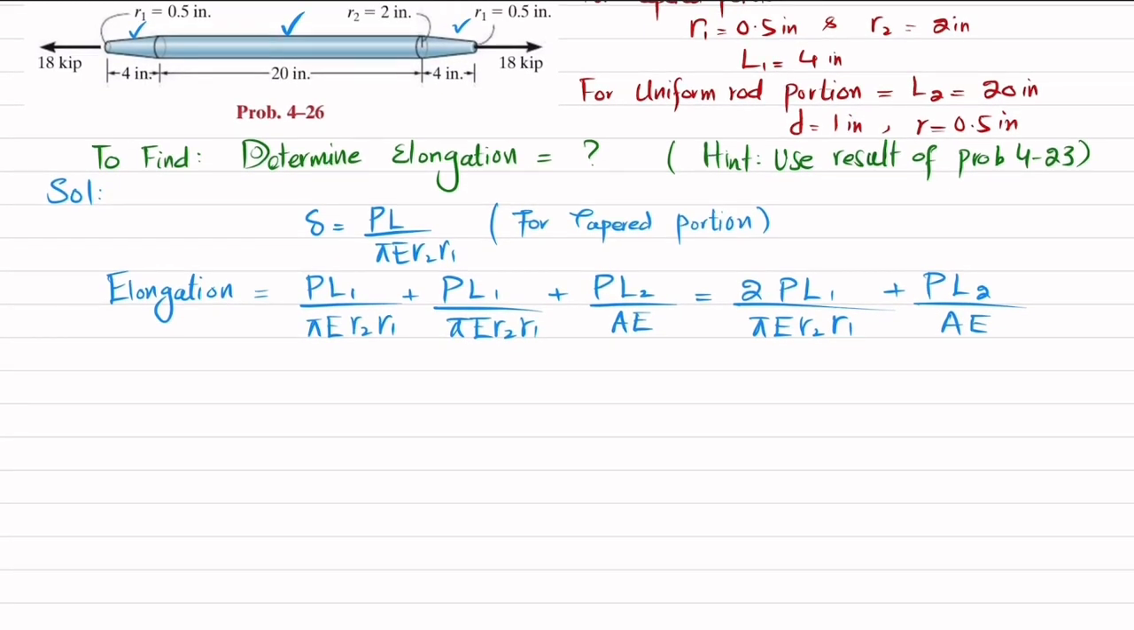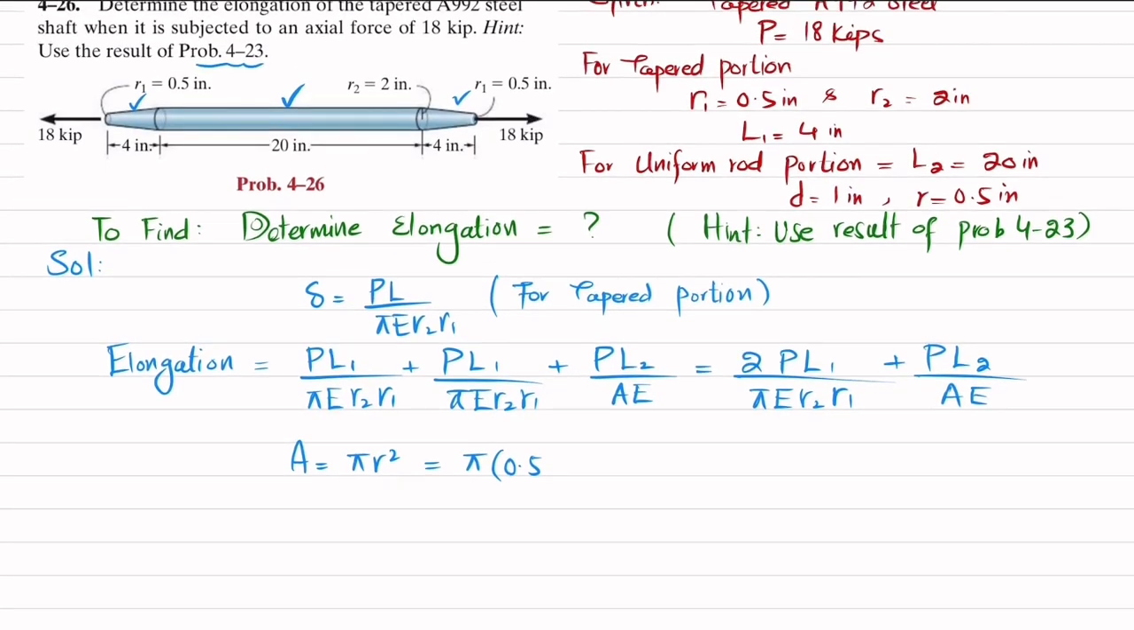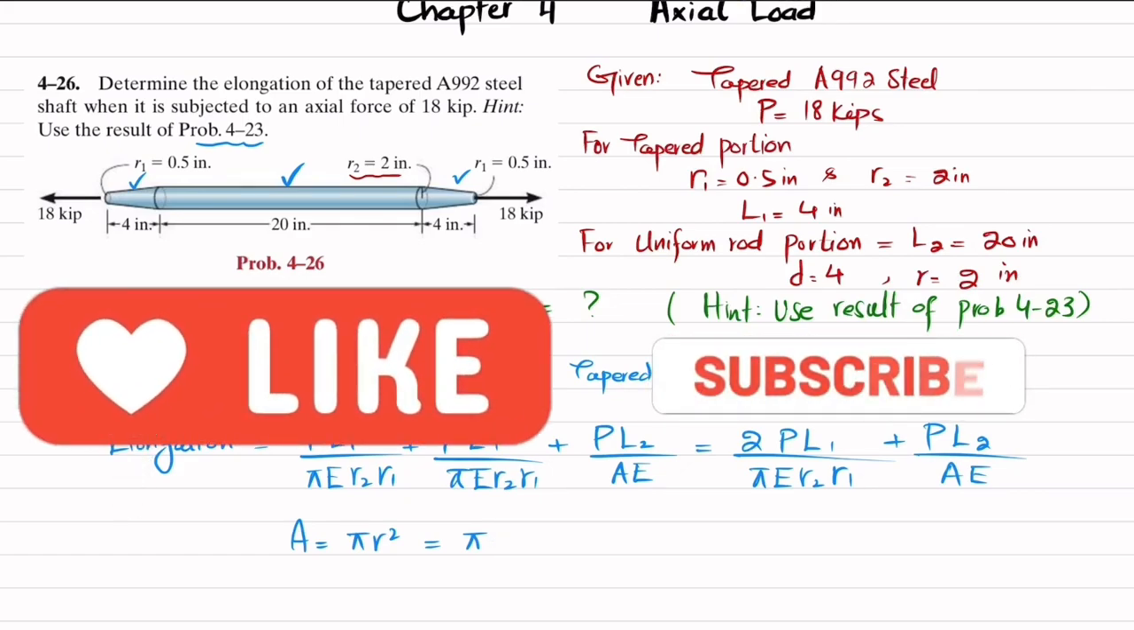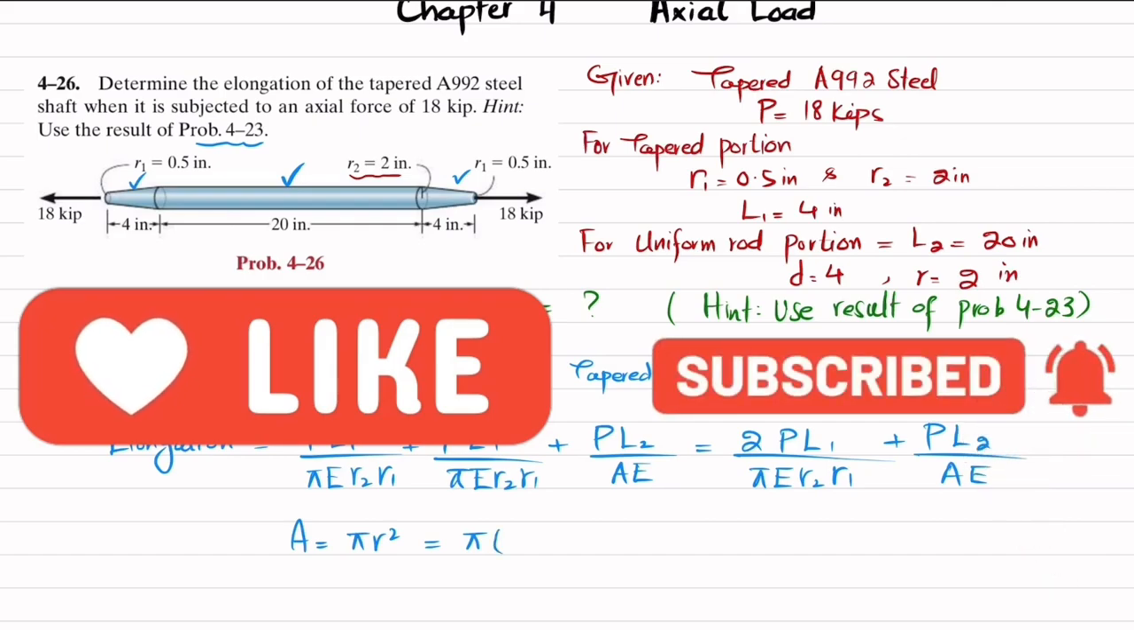Now A can be obtained. You know that the area of a circular rod is pi R square. So you can put the value pi multiplied by R is 0.5, clear? Actually, R is not 0.5, R is actually 2. This diameter, also correct it: this diameter is 4 and this R is 2. Because you can see this is the diameter, so the diameter is 4. So pi R square, I will write pi into 2 square.